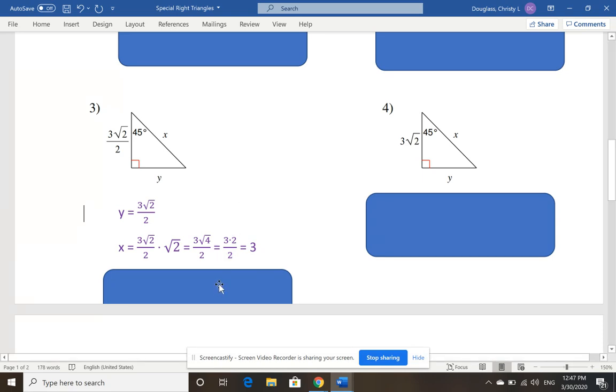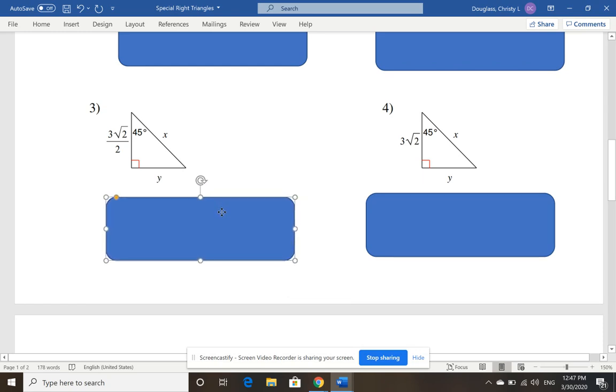So hopefully, at this point, you've answered question 4. Let's take a look. We have our 45, 45, 90. We have our hypotenuse that is missing. This question is very similar to number 3. The steps will be the same. We know that the legs will be congruent. So Y is going to be the same as this other leg, 3 square roots of 2.